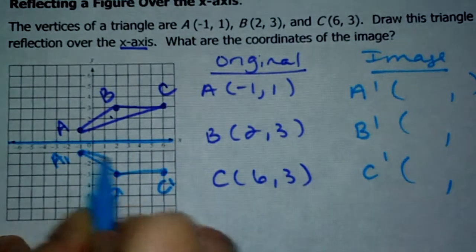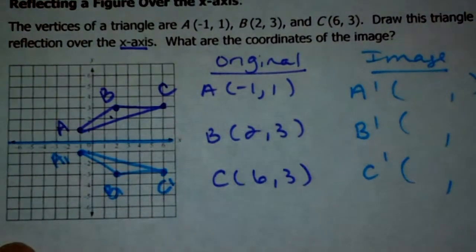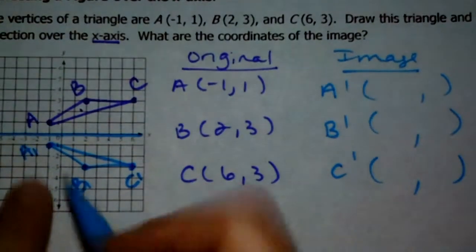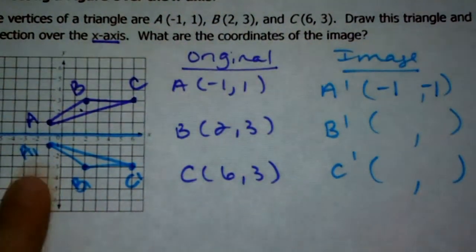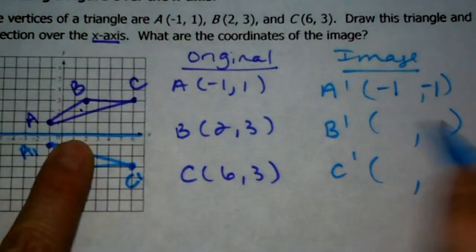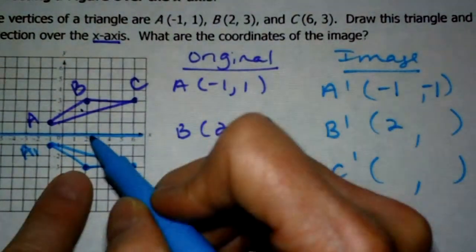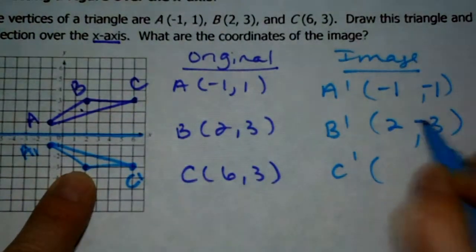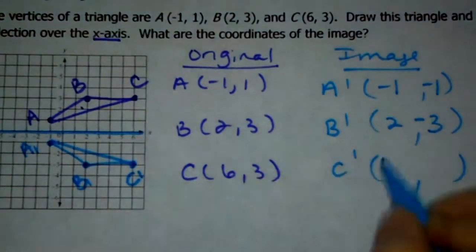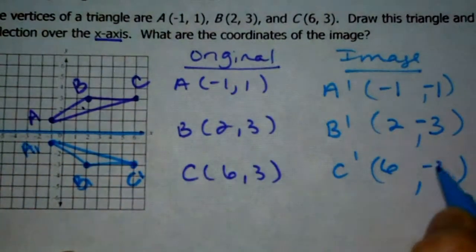We'll draw it out. And now we're supposed to list the coordinates. So to get to A prime, we have to go left 1 and down 1. To get to B prime, we go right 2 and down 3. To get to C prime, you have to go right 6 and down 3.